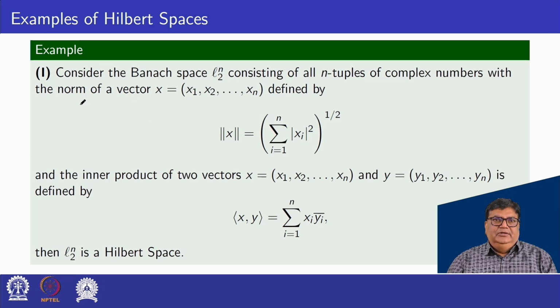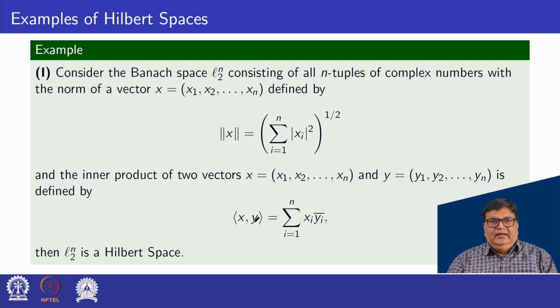Examples of Hilbert space. First example, consider the Banach space L2n consisting of all n-tuples of complex numbers with the norm of a vector x equal to n-tuple x1, x2 and so on xn, defined by norm of x equal to square root of summation i equal to 1 to n mod xi square, and the inner product of two vectors x and y, respectively n-tuples x1, x2 and so on xn, and y1, y2 and so on yn, is defined as inner product of x, y equal to summation i equal to 1 to n xi yi bar. Then L2n is a Hilbert space.